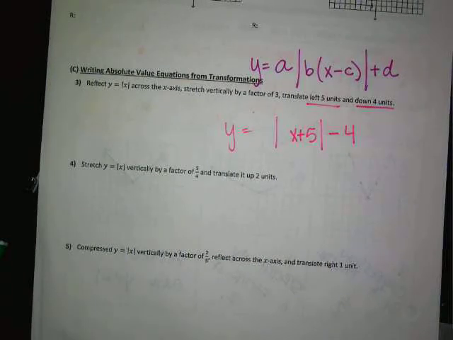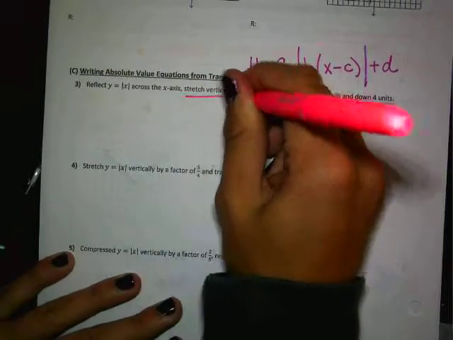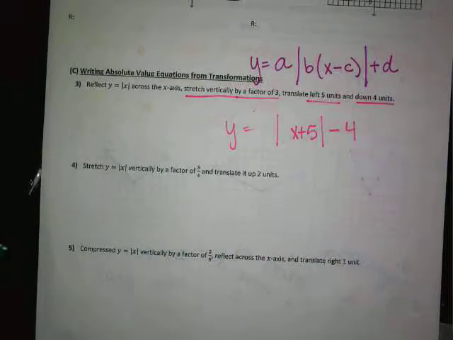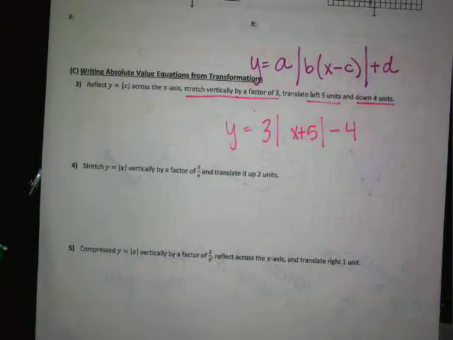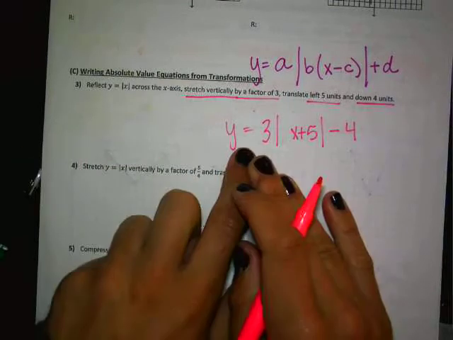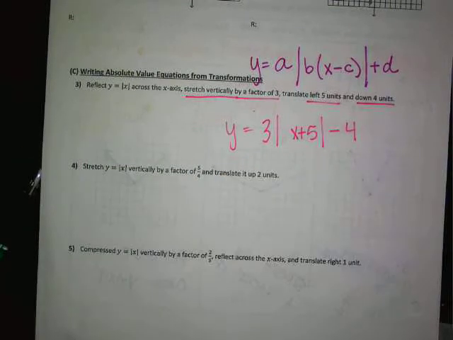Now, stretch vertically by a factor of 3. So it's 3 on the outside. Good. It's outside because it's vertical. Do I keep it as a 3 or do I flip it? You keep it as a 3, because the outside stuff stays normal. If it was on the inside, you do the reciprocal.